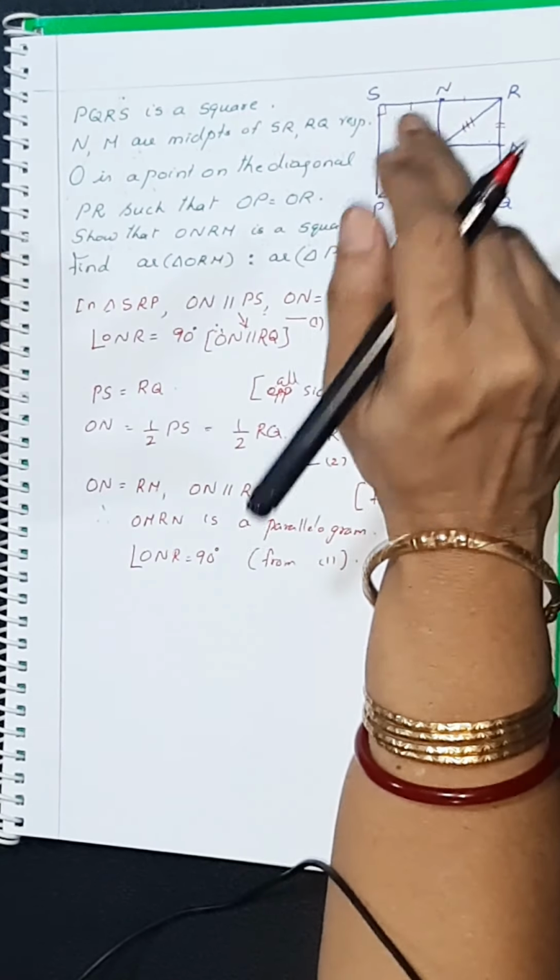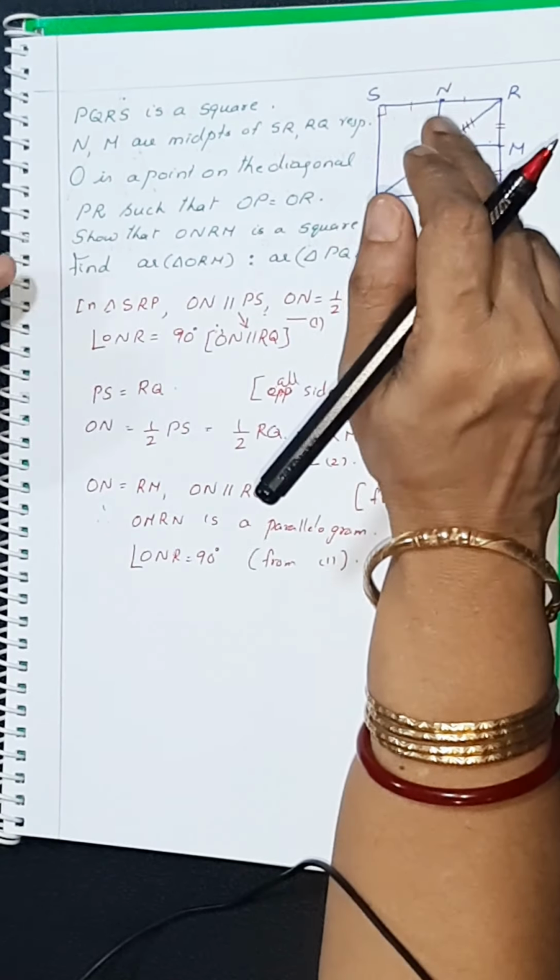Now for a square, we have to prove all the sides are equal. So far we have only proved the angles are 90. Now we have to prove all the sides are equal. For that we can say RQ is equal to PQ.